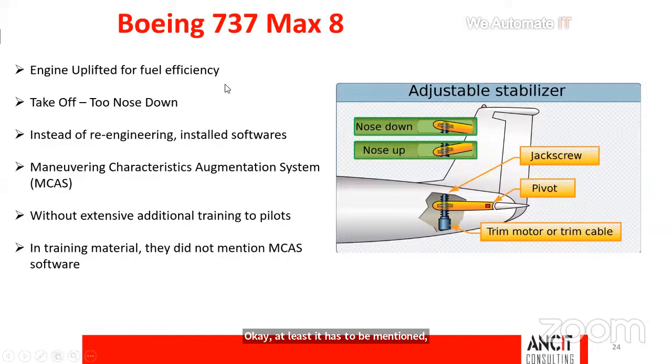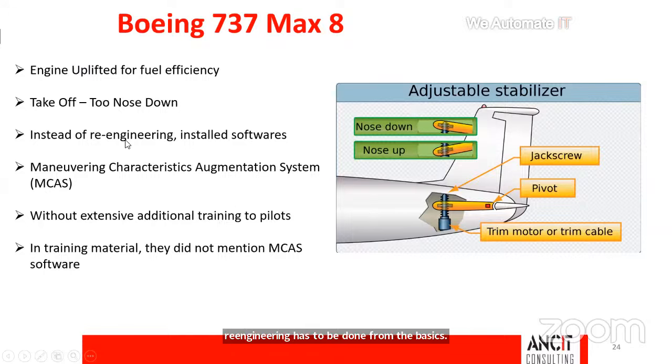But after doing some modification in the engine, the nose down, that means the flight is taking off at some other angles. That is too much nose down, meaning it is going in a very vertical way. So why did it happen? Instead of re-engineering, they installed some software to reduce the problem. Already some pilots had told that there is some problem after the engine was uplifted. After an uplifted engine, the whole re-engineering has to be done from the basics.